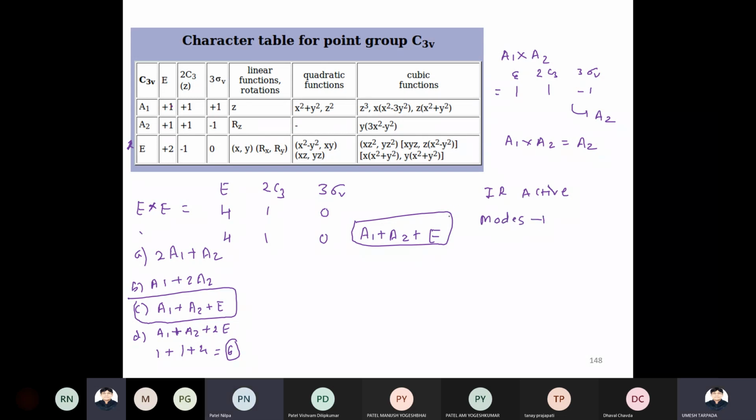C3B માં A1 and E. એની માટે શું જોવાનું છે તમારે? X, Y અને Z એન્ટ્રી આવતી હોવા જોવાનું. So A1 and E. How many modes are Raman active? Raman activity માટે X square, Y square, Z square આ બધું જોવાનું.